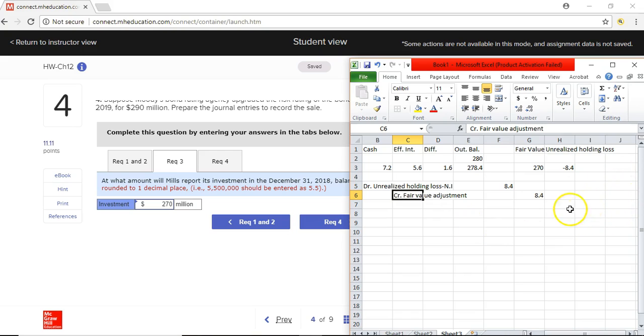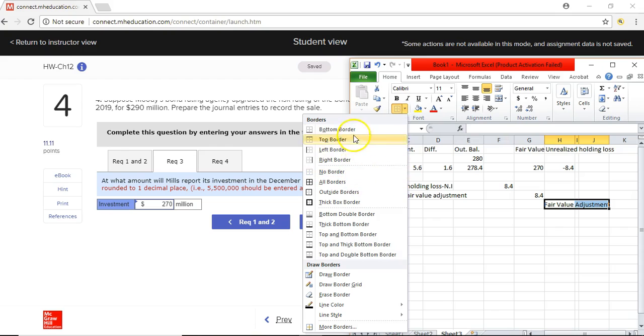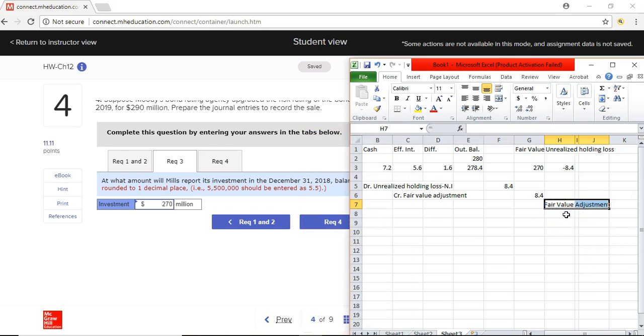So let's look at the fair value adjustment account. This is a T account of fair value adjustment. Initially, there wasn't any balance, but by this entry, we put an 8.4 credit balance to it. So after this journal entry, the balance of fair value adjustment is a credit balance of 8.4.